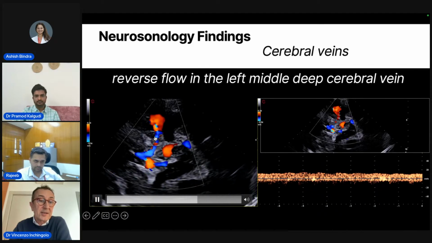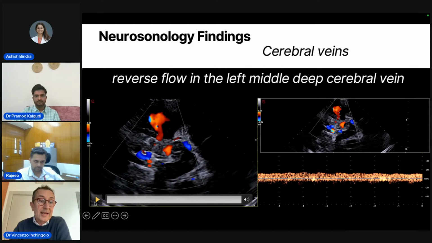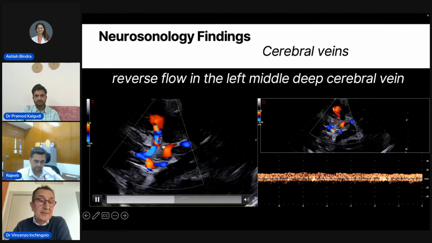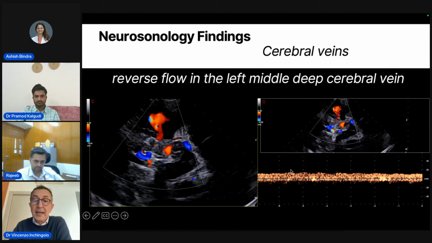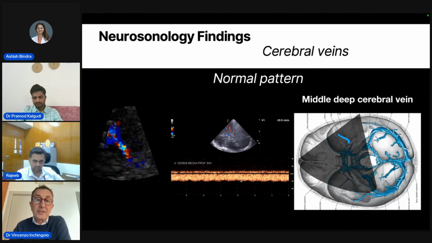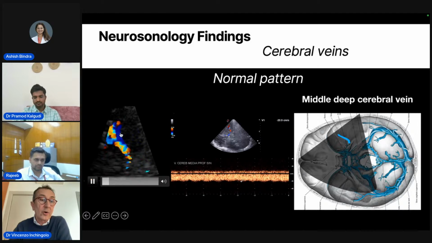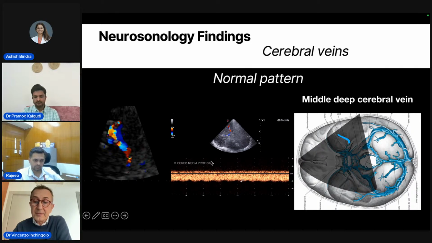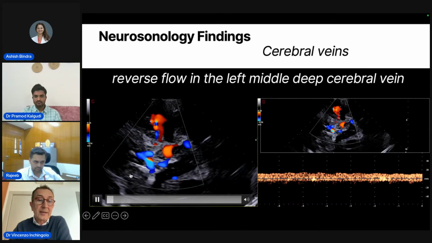this is the artery, middle cerebral artery, MCA, and this is in red the vein that usually is blue, and in this case is red. And this is the same on the spectrum, not away from the probe but in front of the probe, because this is the normal pattern in the middle deep cerebral vein. You can see here the flow away on color and also on spectrum, away from the probe. This is normal, and this is that of our patient.